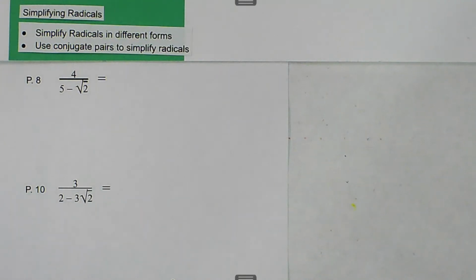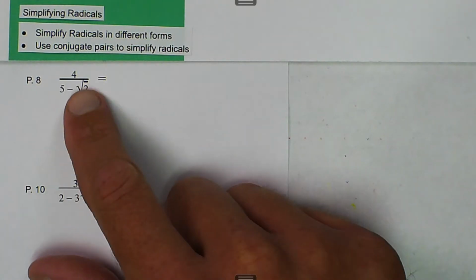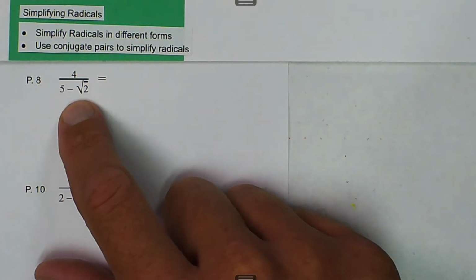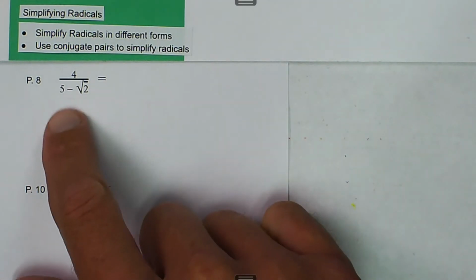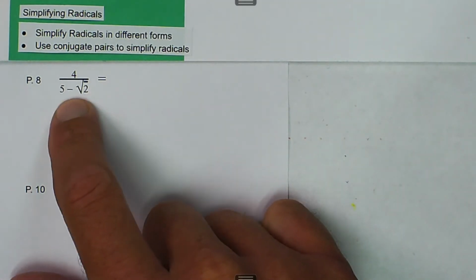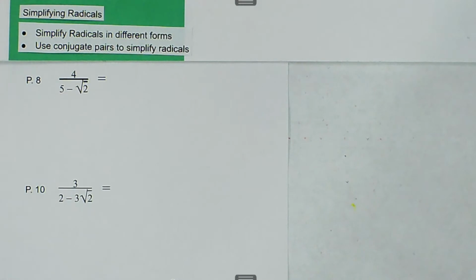We are talking about simplifying radicals, and we want to use conjugate pairs to simplify radicals. So here we have 4 divided by 5 minus the square root of 2. And the issue here is we have a radical in the denominator, but we also have the operation of subtraction. So that's where our conjugate pairs come into play.